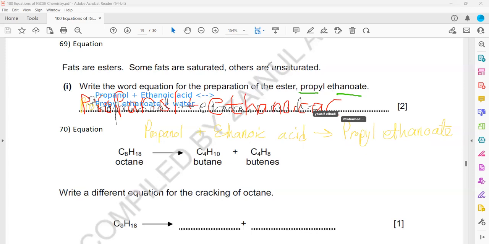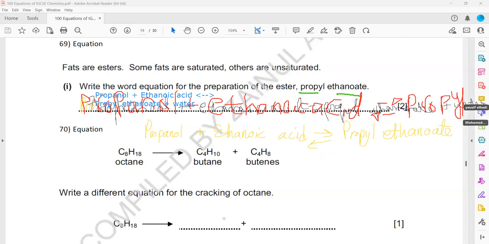And this reaction is a reversible reaction, so arrows must point in 2 ways. The reactant forming a product can form back the reactant, as it's a reversible reaction. No, this is not a fat. Fats are esters, but this is not a fat. They just gave the information that fats are esters. When a fatty acid is mixed with glycerol, it results in the formation of a fat, and fats are esters. But this is not a fat. This is another type of ester.